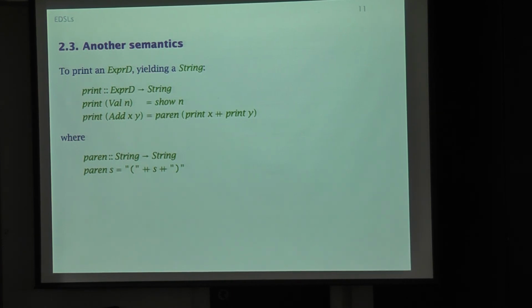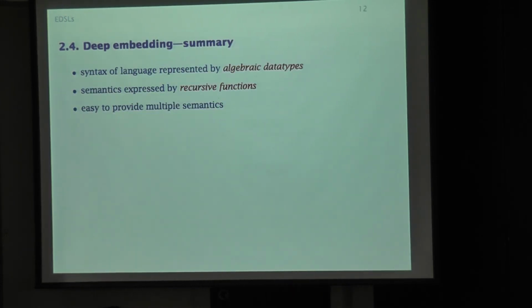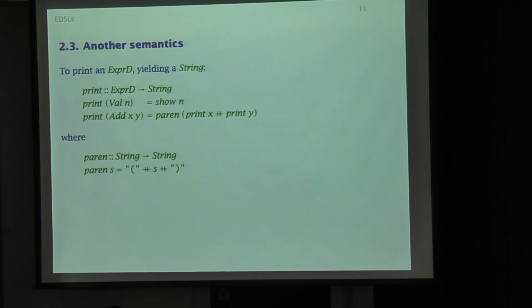I don't think I showed you the output of this. Let's work out the output of this. So this says print takes an expression and gives me a string. It's a semantics of my language, so there needs to be one case for each constructor in my language. There's a val constructor and an add constructor, so there needs to be a clause of the definition of print for val, and a clause in the definition of print for add.